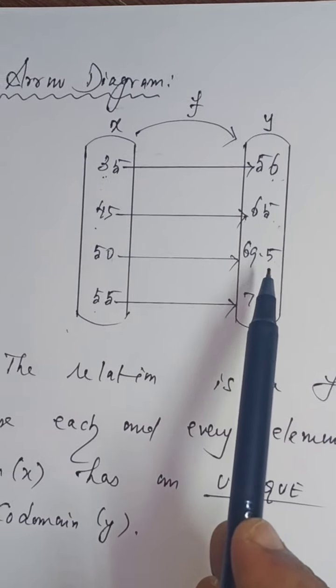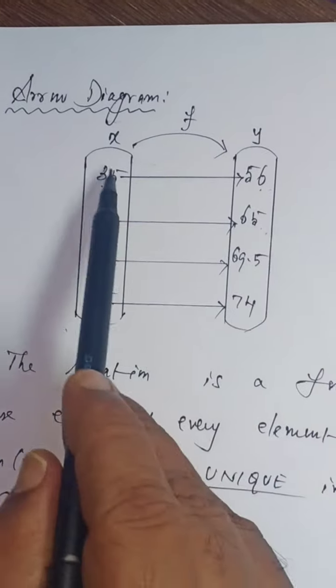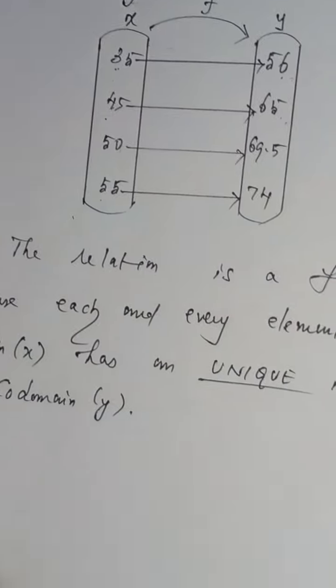So you have to take any two pairs. Even you can take 55, 74, 45, 64. I take the first two pairs. Okay.